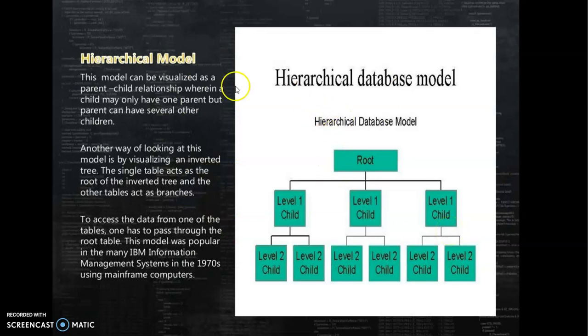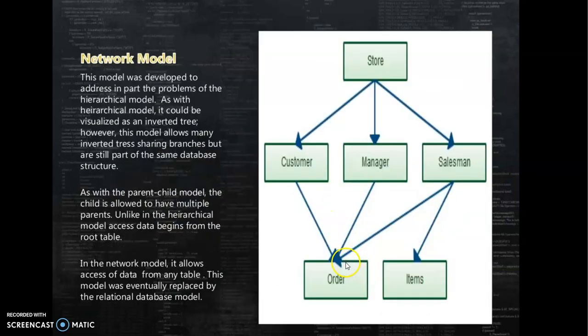Structured data models. Hierarchical models. In hierarchical models, you can visualize parent, child, and root nodes, and from child nodes, there are many children. Another way of looking at this model is by visualizing an inverted tree. The single table acts as the root of the inverted tree and the other tables act as branches. To access the data from one of the tables, one has to pass through the root table. The model was popular in IBM information management in the 1970s.